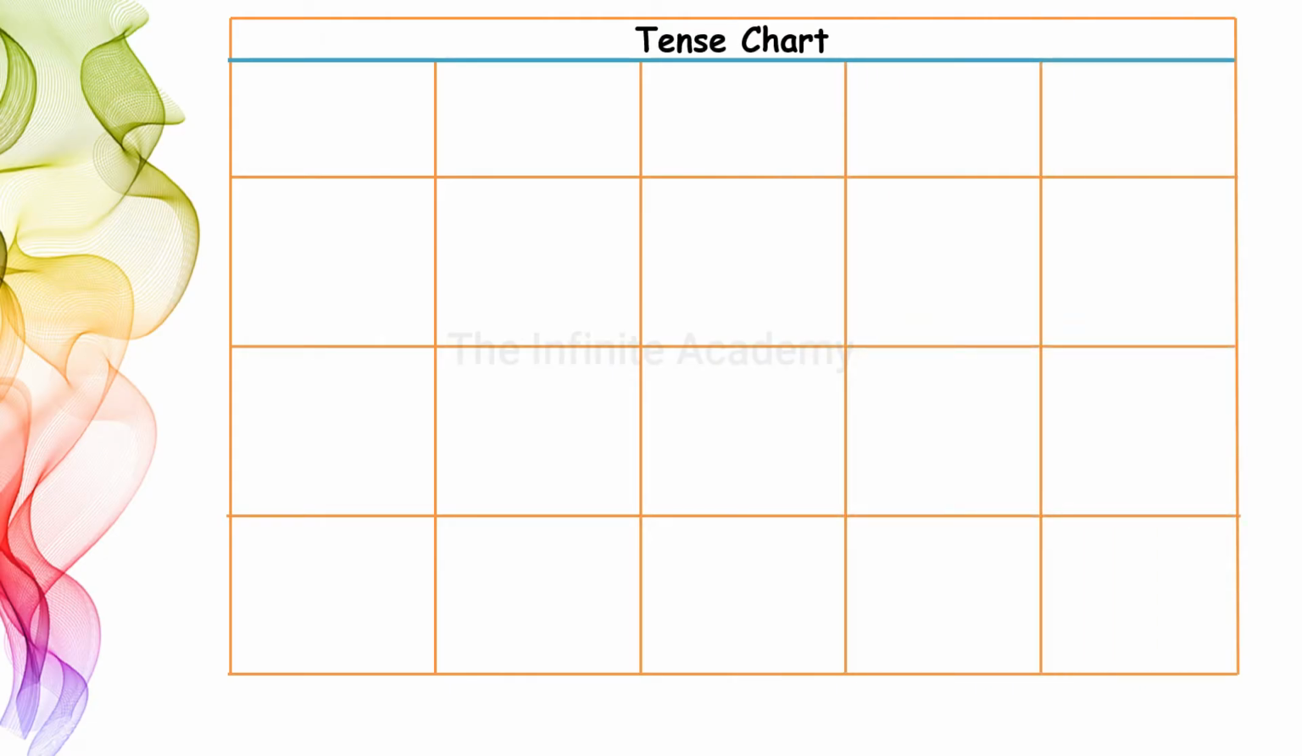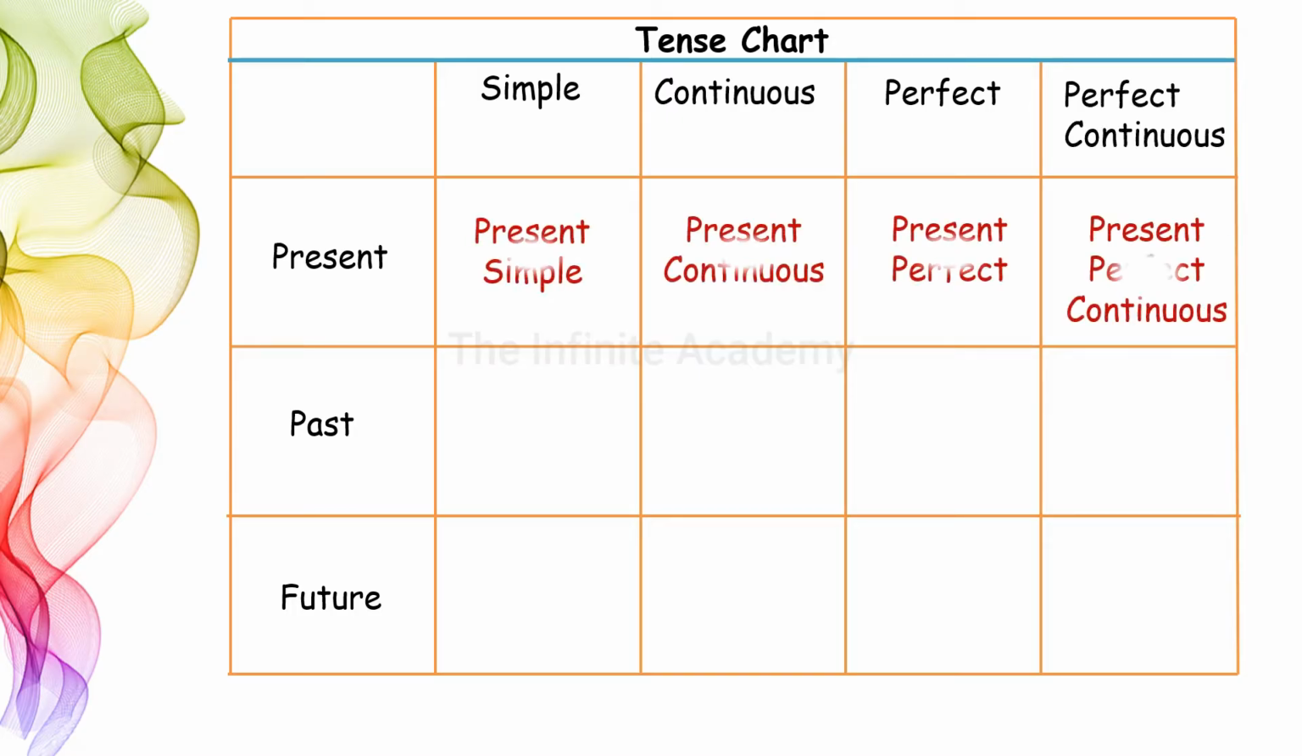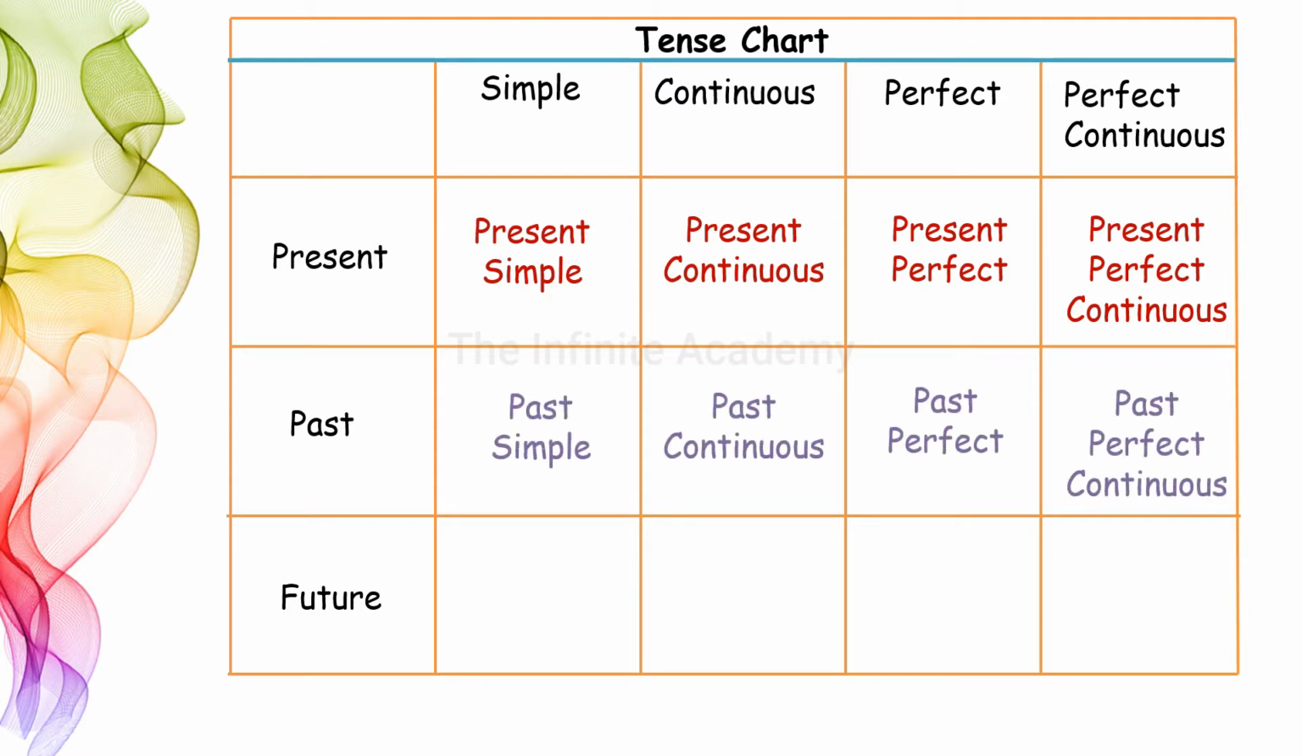This is what I call the super easy tense chart, which I have prepared for all of you. Tenses can be divided into 3 times and 4 aspects. The 3 times are present, past and future. And the 4 aspects are simple, continuous, perfect and perfect continuous. All these times and aspects combine together to form the 12 different tenses.